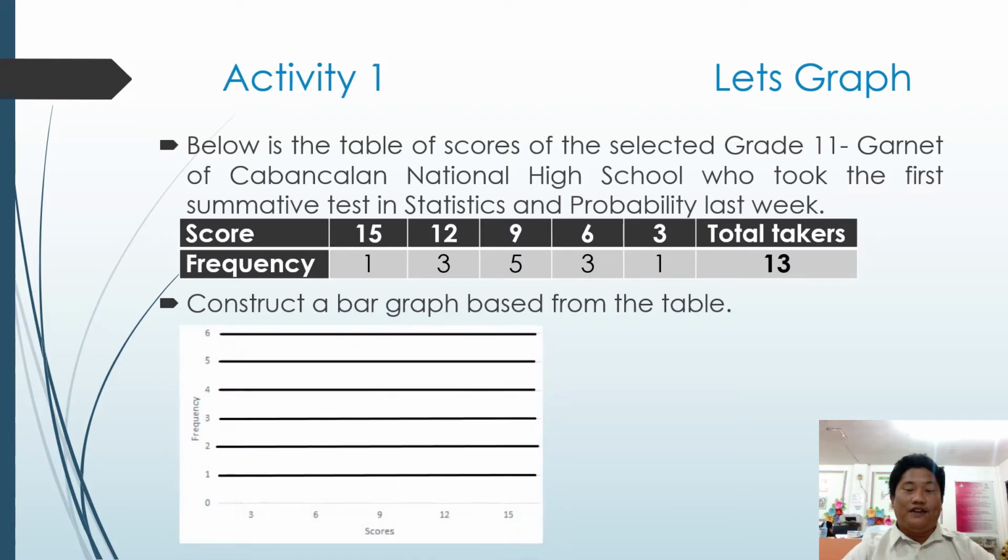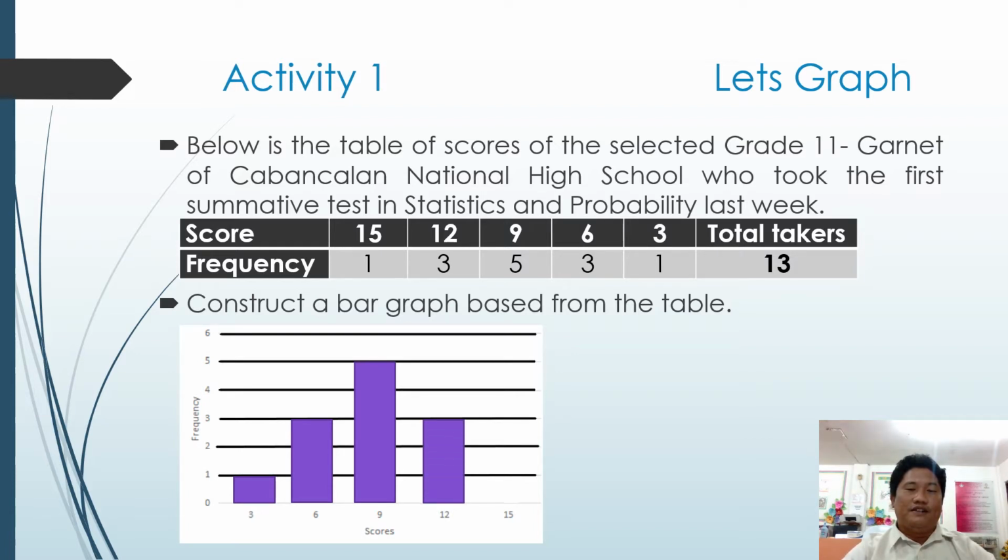And now let's try to construct our bar graph. For our horizontal axis, we have the scores 3, 6, 9, 12, and 15. And for the vertical axis, we have the frequency: 0, 1, 2, 3, 4, 5, and 6. So let's start graphing our data. We have only one taker who got 3 points. 3 takers got 6 points. And then 5 takers got 9 points. And 3 takers got 12 points. And there's only one taker who got 15 points.